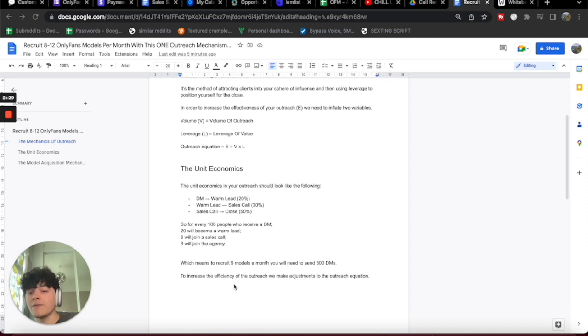So to increase the efficiency of outreach, we make adjustments to the outreach equation. And it's as simple as that. Lots of people like to overcomplicate this, but this is really the core metrics behind outreach.